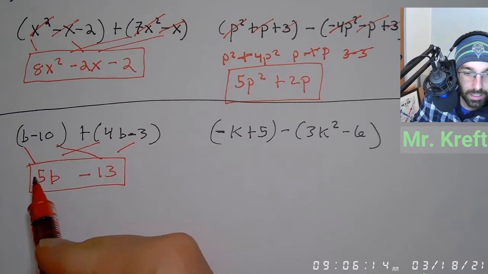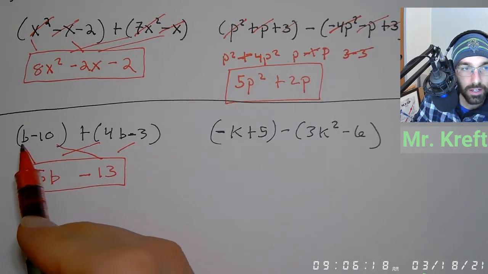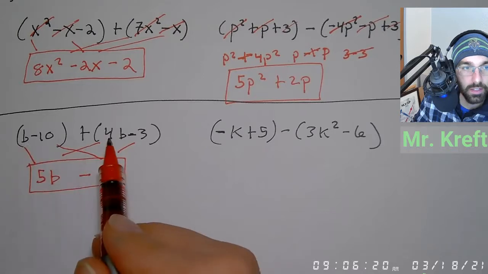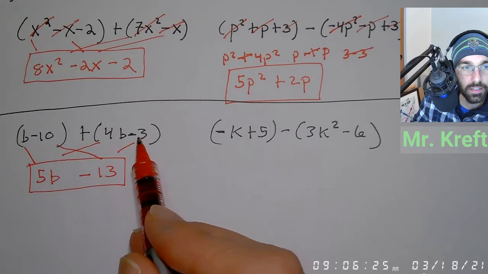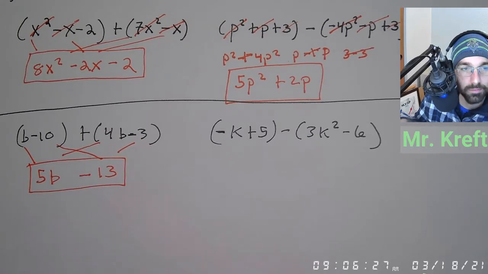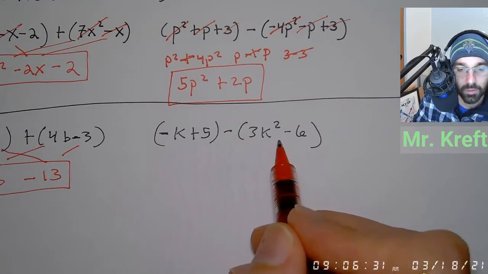Okay, so again, if you guys have questions about this, please let me know. So again, I'm just like, okay, look, I have 1b here, I have 4 b's here, that's a total of 5 b's. I have -10 here, I have -3 here, that's a total of -13. Now with here, you just got to remember we're subtracting the second one, right?